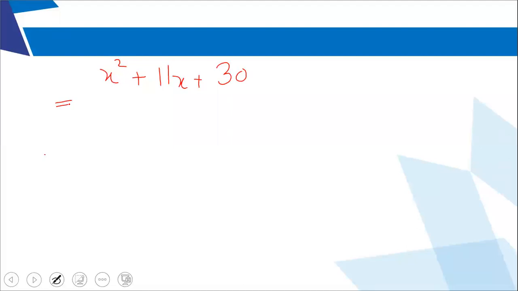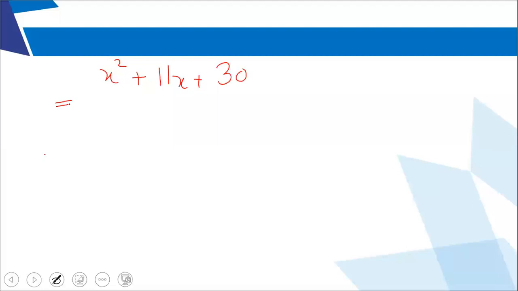And before that, there is a minor check we need to do: this quadratic expression should have the x squared term written first, the x term in the center, and the constant number at the last. So your power of x should be in descending order, isn't it? If it is given in some other order, we need to arrange it in descending power of x.